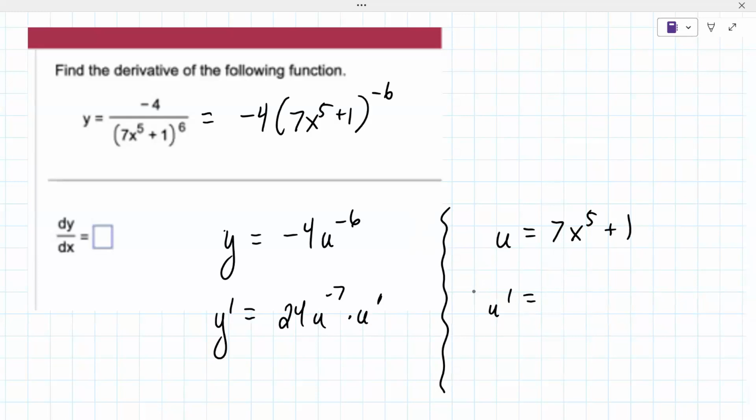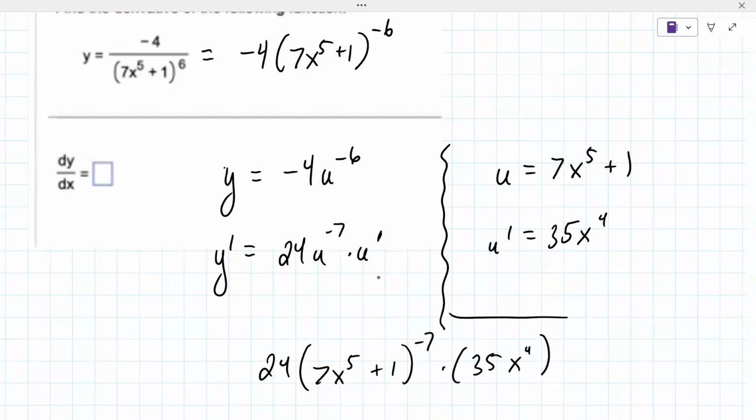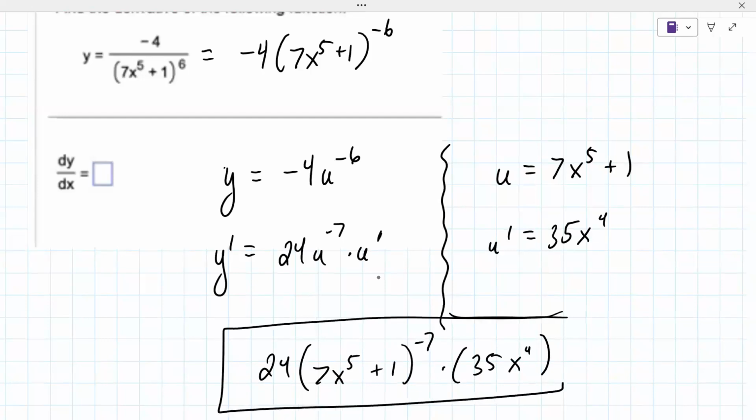Would it be 35x to the 4th? Good. Okay. Very good. So these are substituted in. So it's 24, your u is 7x to the 5th plus 1 to the minus 7 power times 35x to the 4th, like this. This is your final answer.